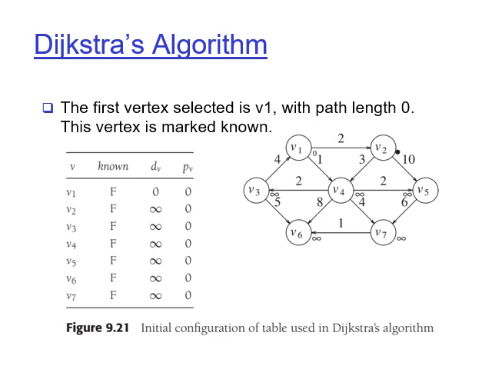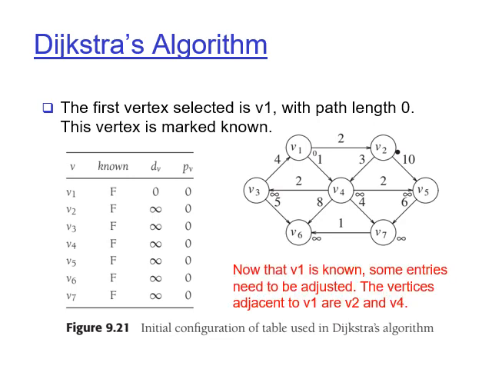So let's now look at the adjacency list of V1. There are two nodes, V2 and V4. Now since V1 is known, we will adjust the vertices, the neighbors of V1, and those are V2 and V4. So the shortest path values will be updated.